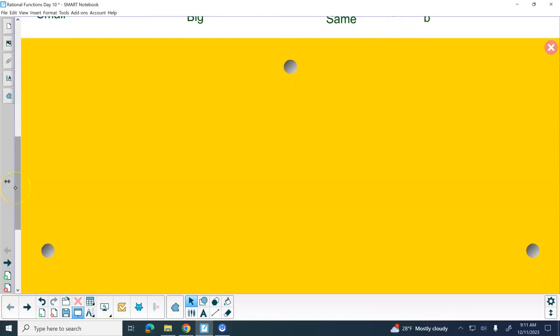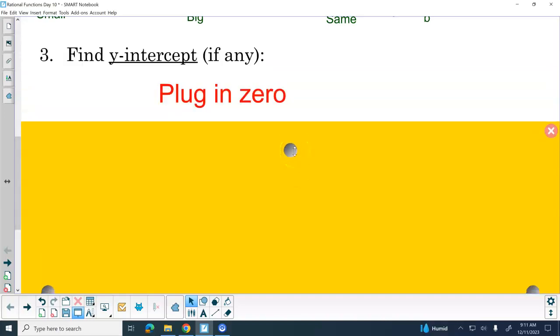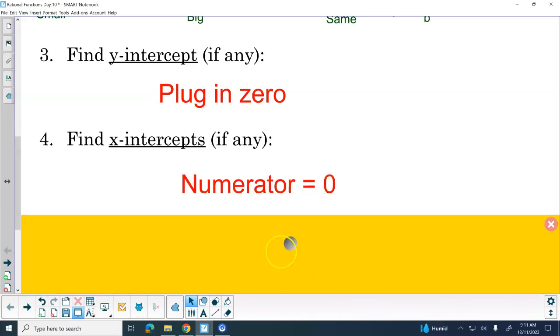Step 3. Find vertical asymptote. Nope, that was step 1. I mean, not vertical asymptote. Find the y-intercept. How do we find the y-intercept? By setting everything to 0. Set x to 0. Plug in 0. Okay, so we find the y-intercept by plugging in 0. Okay. Step 4. X-intercept. How do we find the x-intercept? Numerator equals 0 this time.